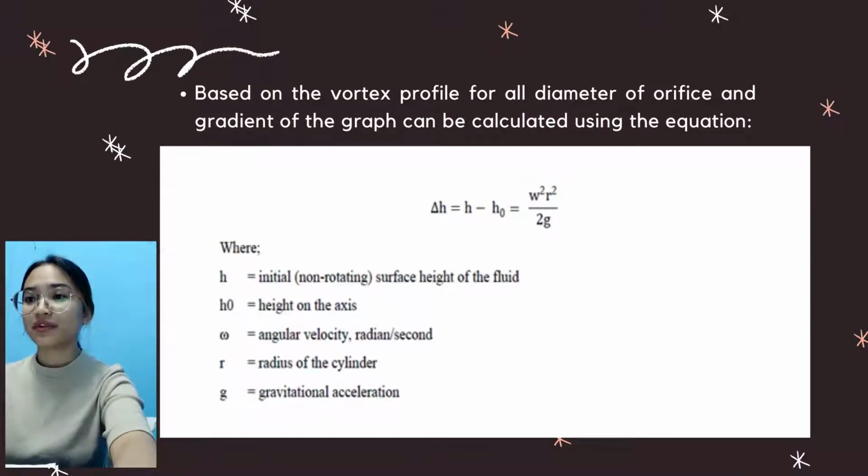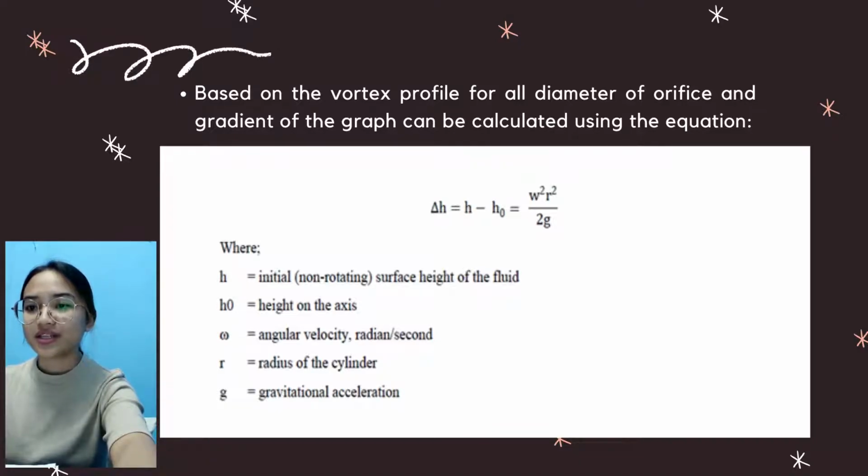Based on the vortex profile for all diameters of orifice, the gradient of the graph can be calculated using the equation below, which is delta h equal to h minus h naught equal to w squared r squared over 2g, where h is the initial non-rotating surface height of the fluid, h naught is the height of the axis, w is the angular velocity in radians, r is the radius of the cylinder, and g is the gravitational acceleration.